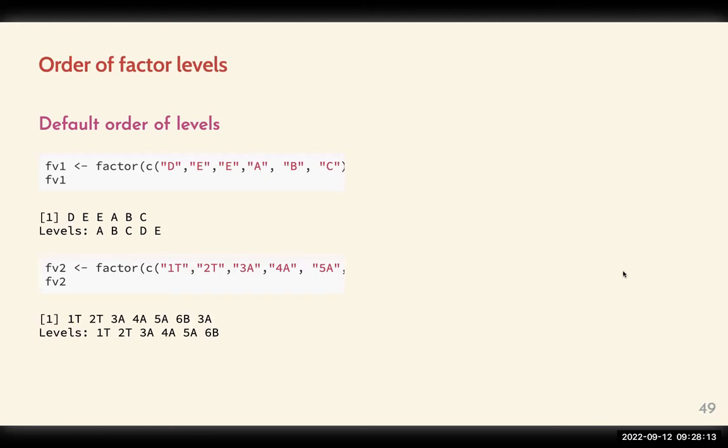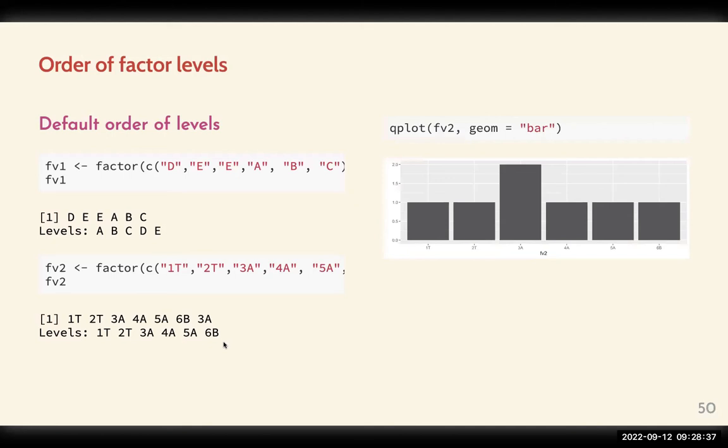Now let's see how to order the factor levels. By default, R sorts levels in alphabetical order or the order of numbers. Here you can see the default order is A, B, C, D, E. In this case, default order is 1T, 2T, 3A, 4A, 5A, and 6B. If you draw a bar chart, for the second variable, you can see the order of the bars is same as the order of levels.